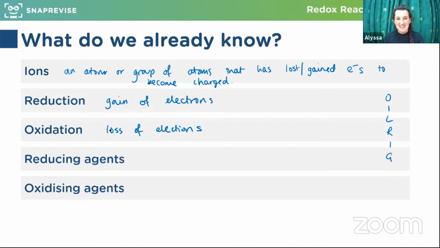What does a reducing agent do? What does an oxidizing agent do? And this is always, well, not always, but it's one of the things that students get stuck on, and totally understandably. A reducing agent, it does what? What does it do?